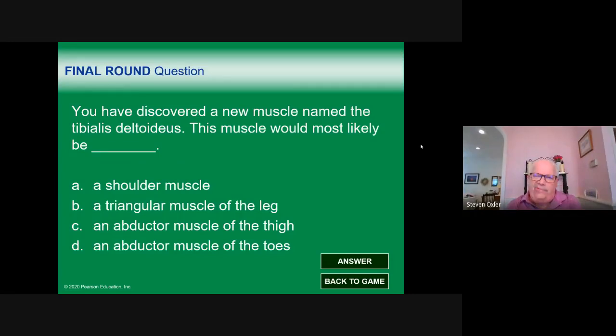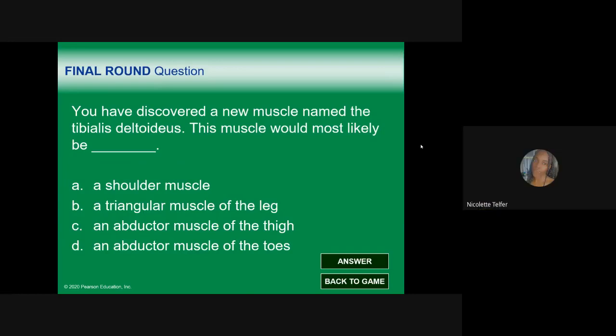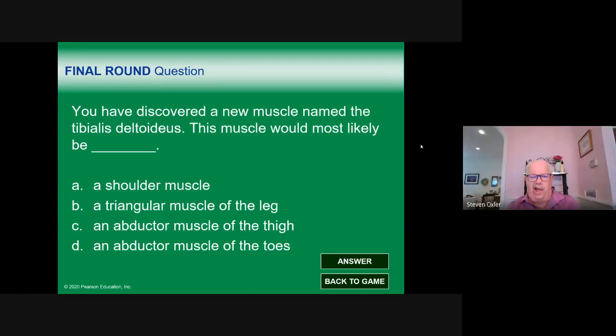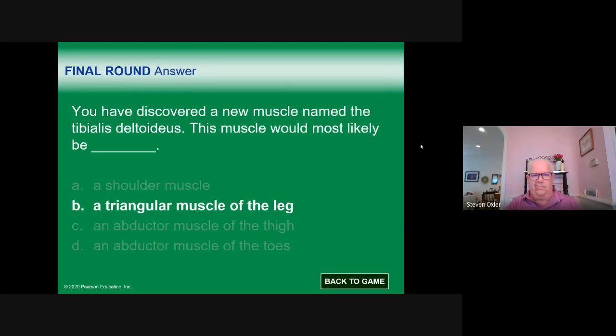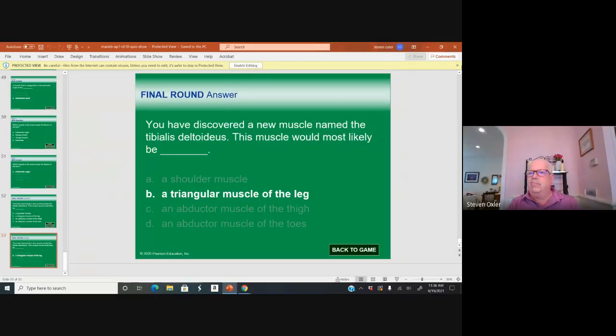Okay, you have discovered a new muscle named the tibialis deltoideus. This muscle would most likely be a shoulder muscle? A shoulder muscle is not correct. Is it B? Yes, a triangular deltoideus muscle of the leg, tibialis. Tibialis deltoideus, a triangle muscle of the leg. All right, there it is.